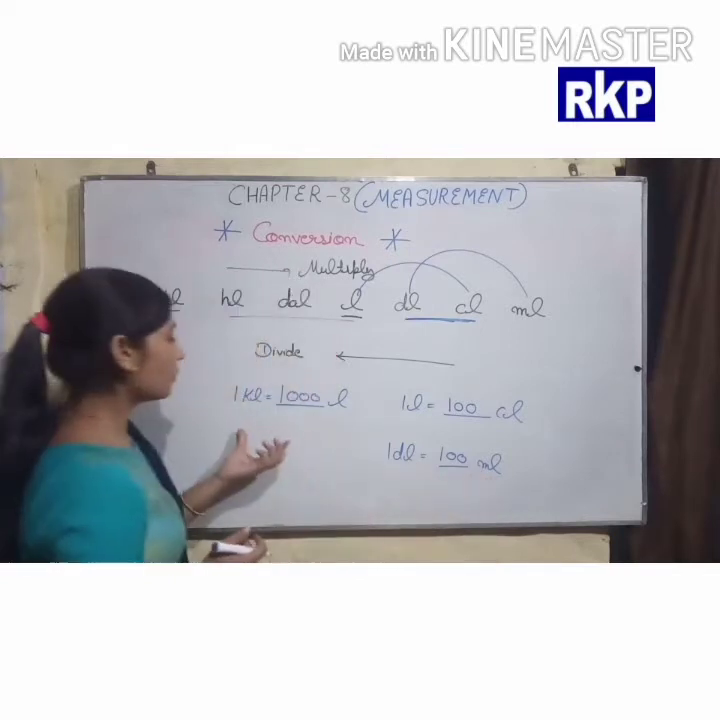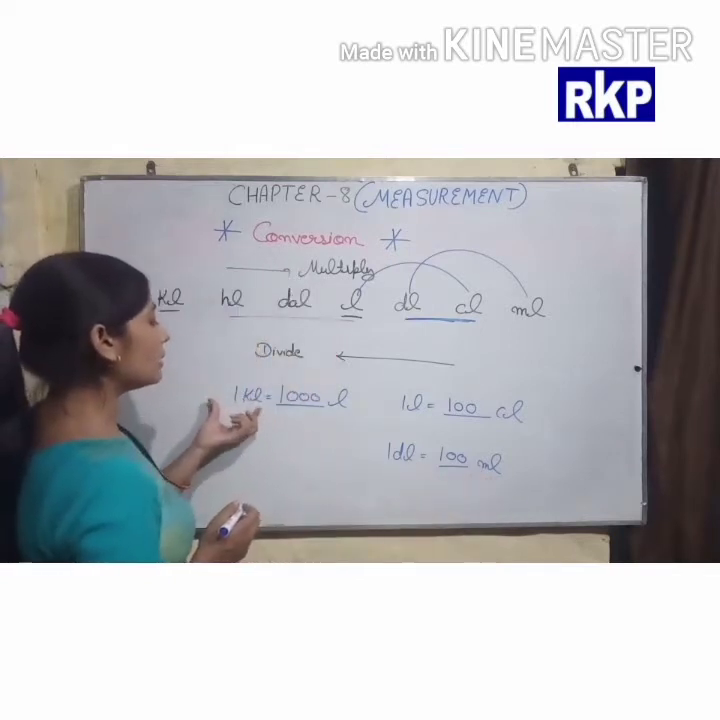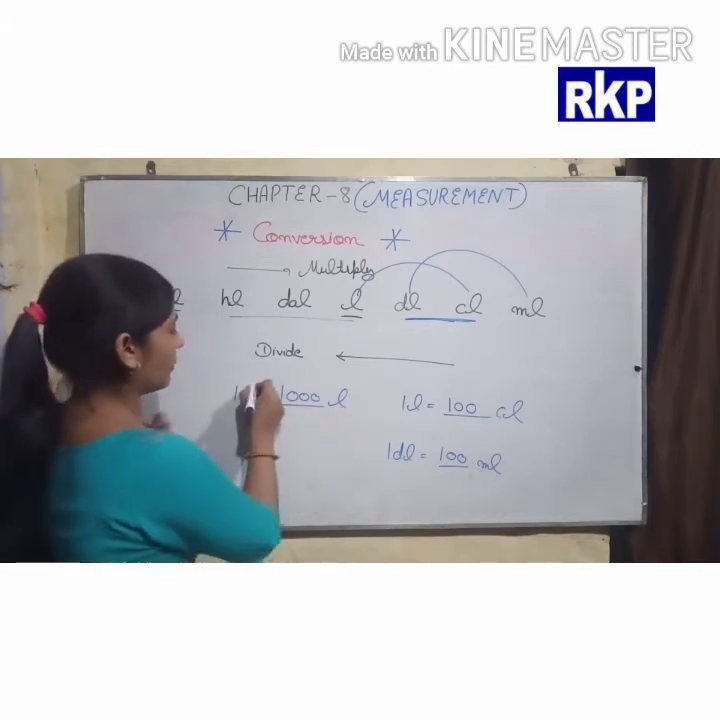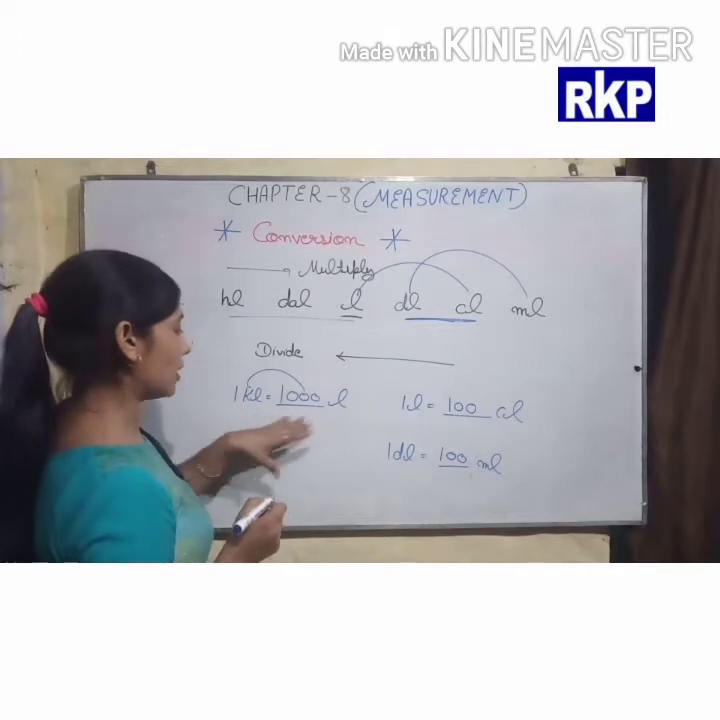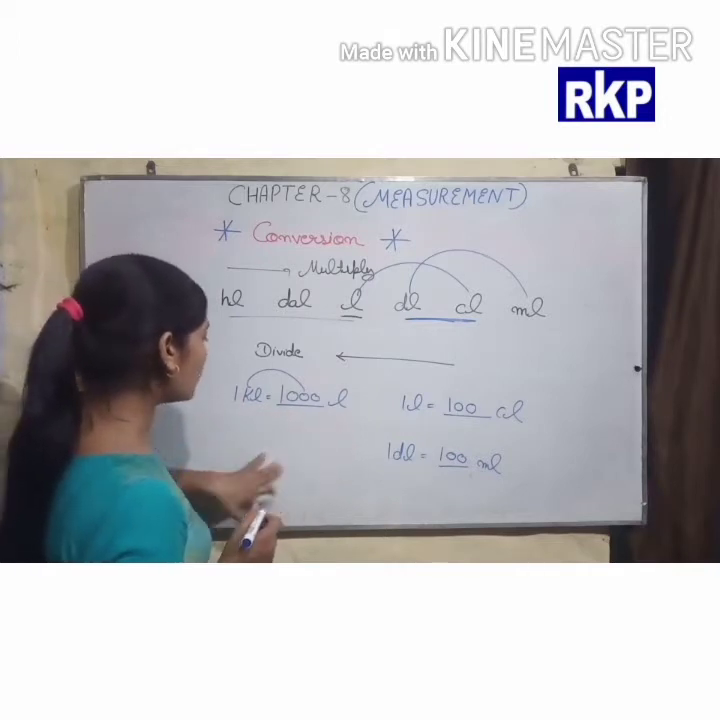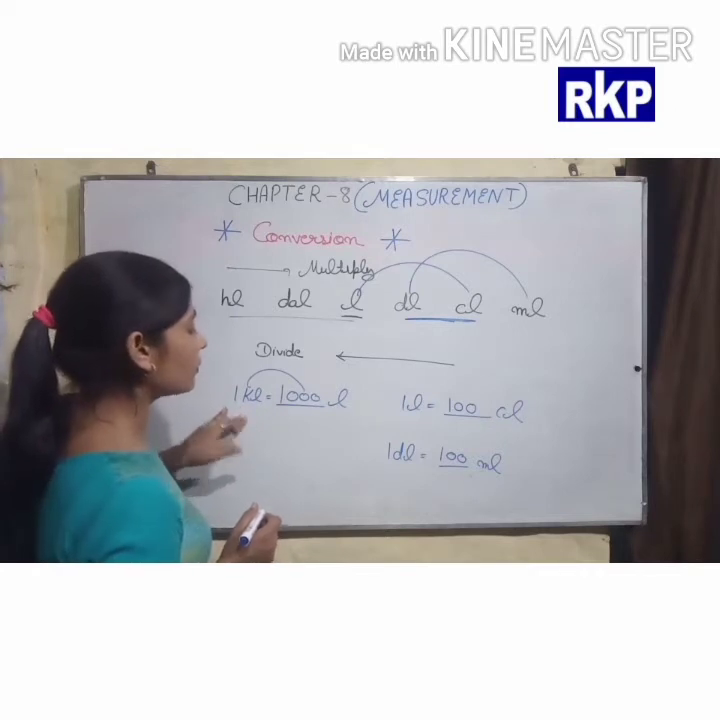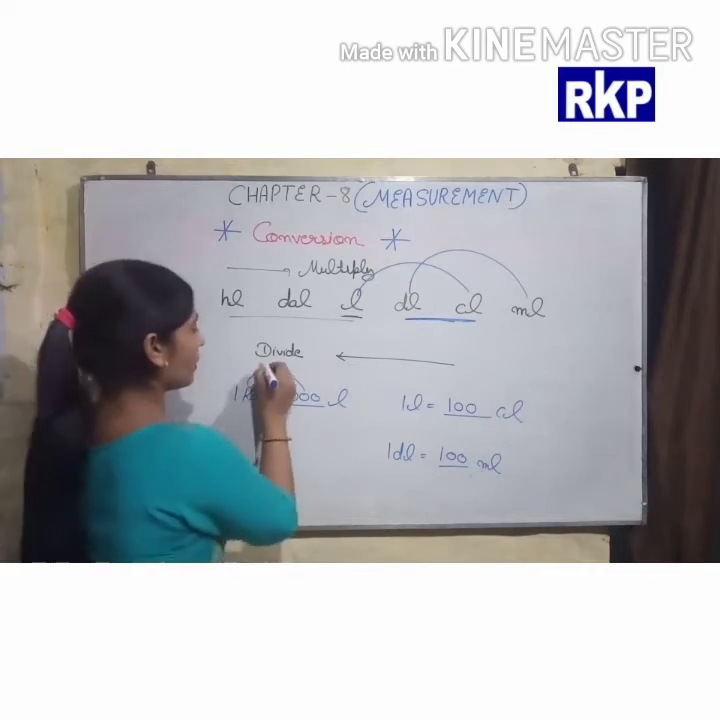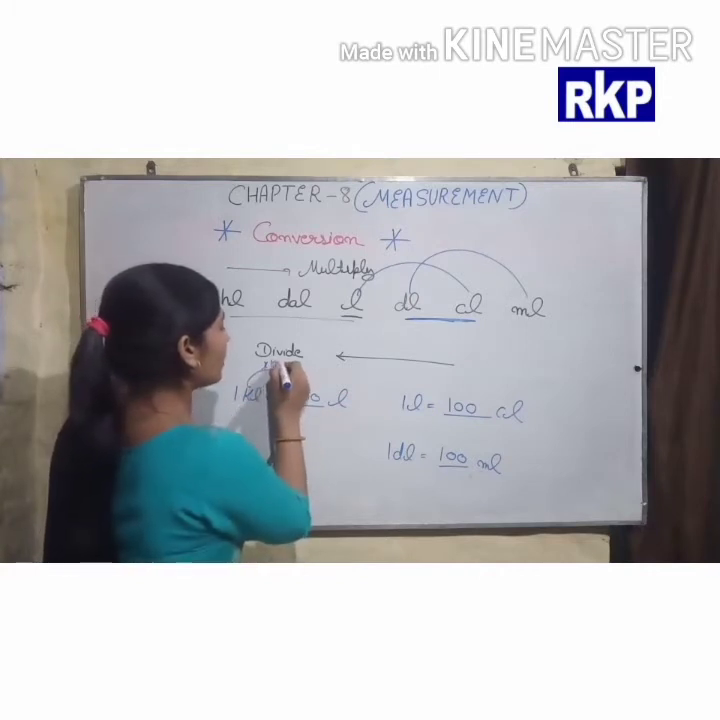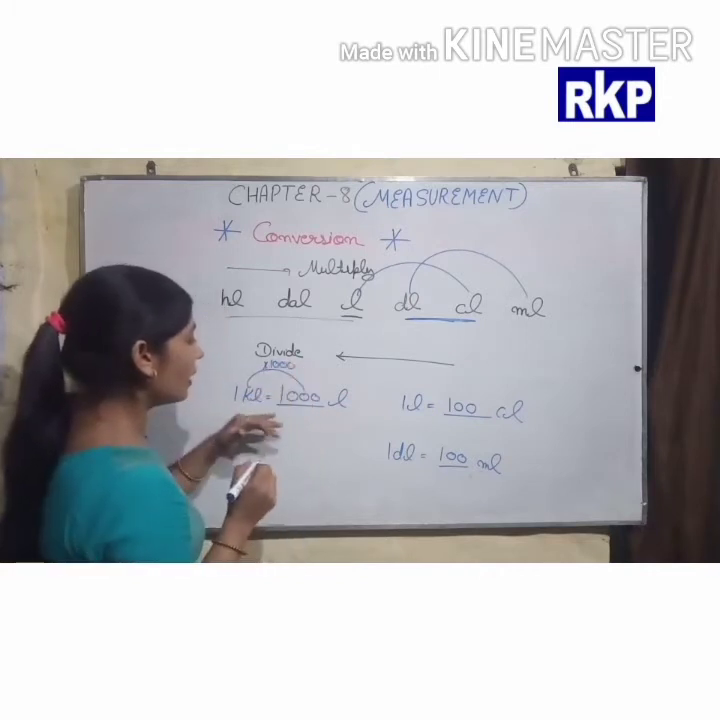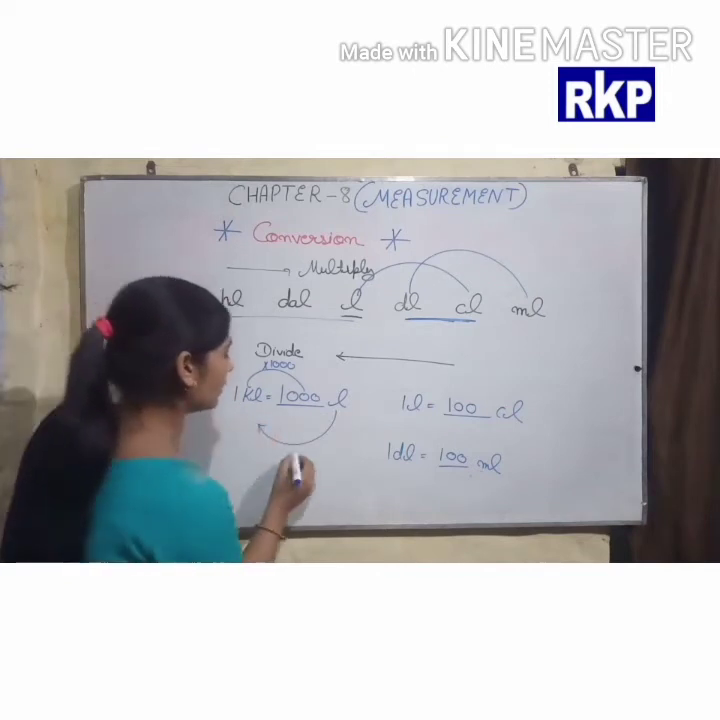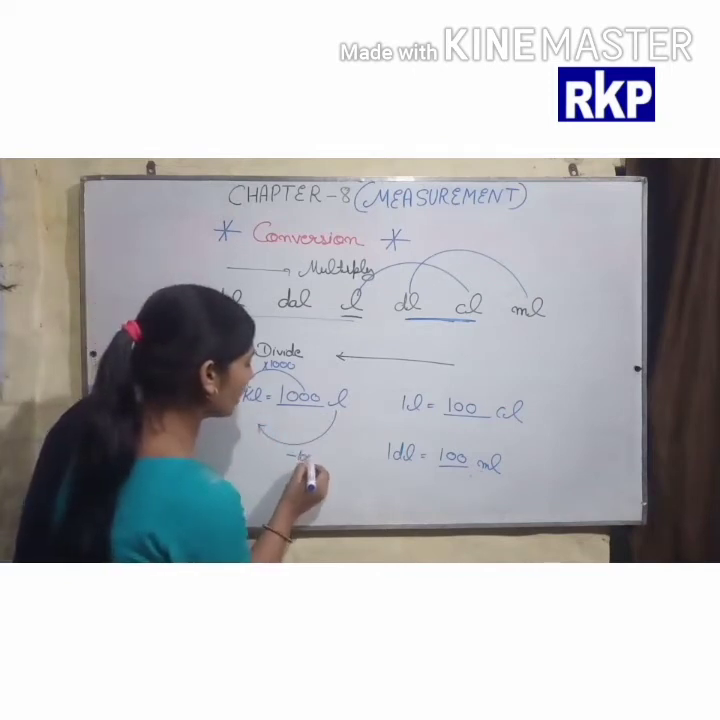And beta, if we want to convert kiloliter into liter, then we have to multiply by 1000. And if we convert liter into kiloliter, then we need to divide by 1000.